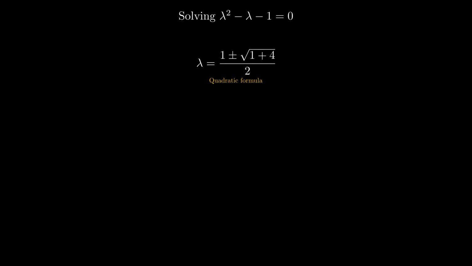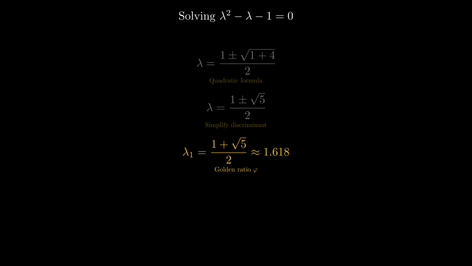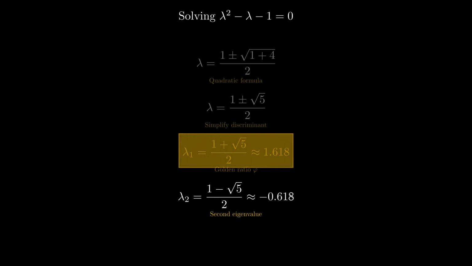Lambda equals 1 plus or minus the square root of 1 plus 4, all divided by 2. That simplifies to lambda equals 1 plus or minus the square root of 5 all over 2. So our two eigenvalues are lambda 1 equals 1 plus root 5 over 2, which is approximately 1.618. That's the famous golden ratio. And lambda 2 equals 1 minus root 5 over 2, approximately negative 0.618.